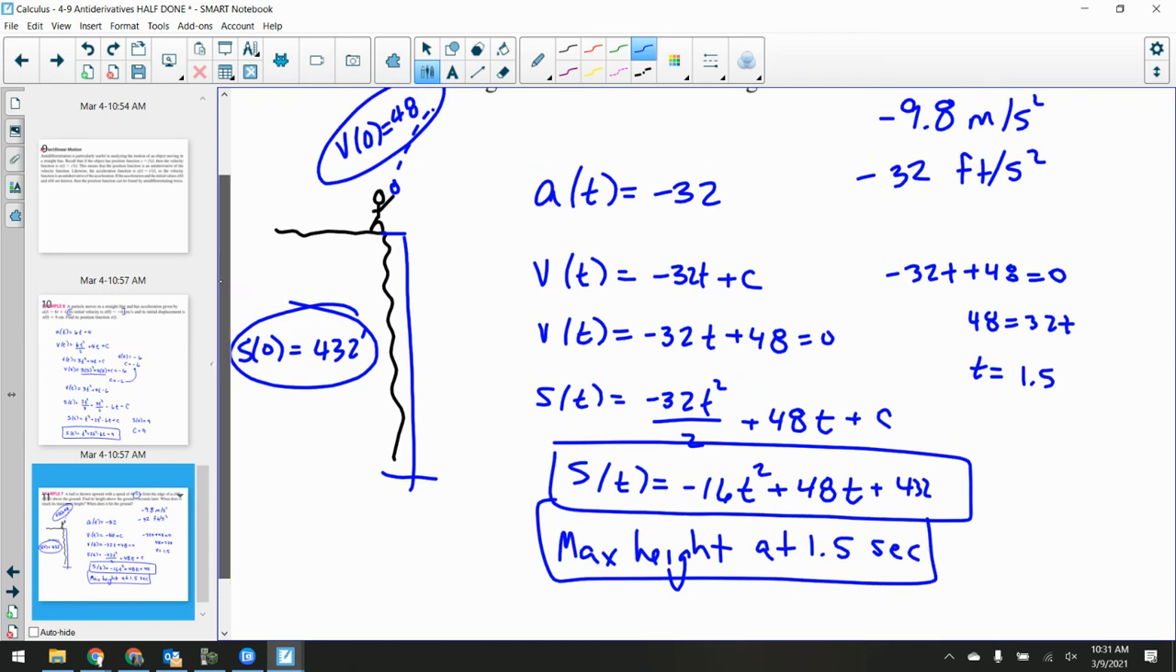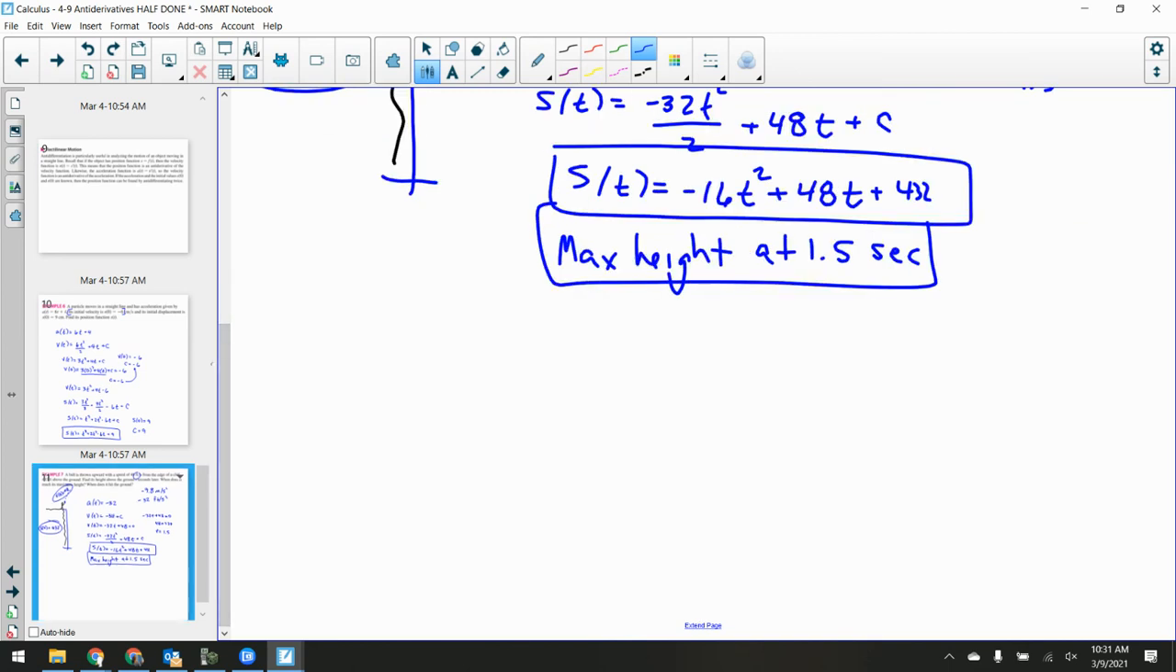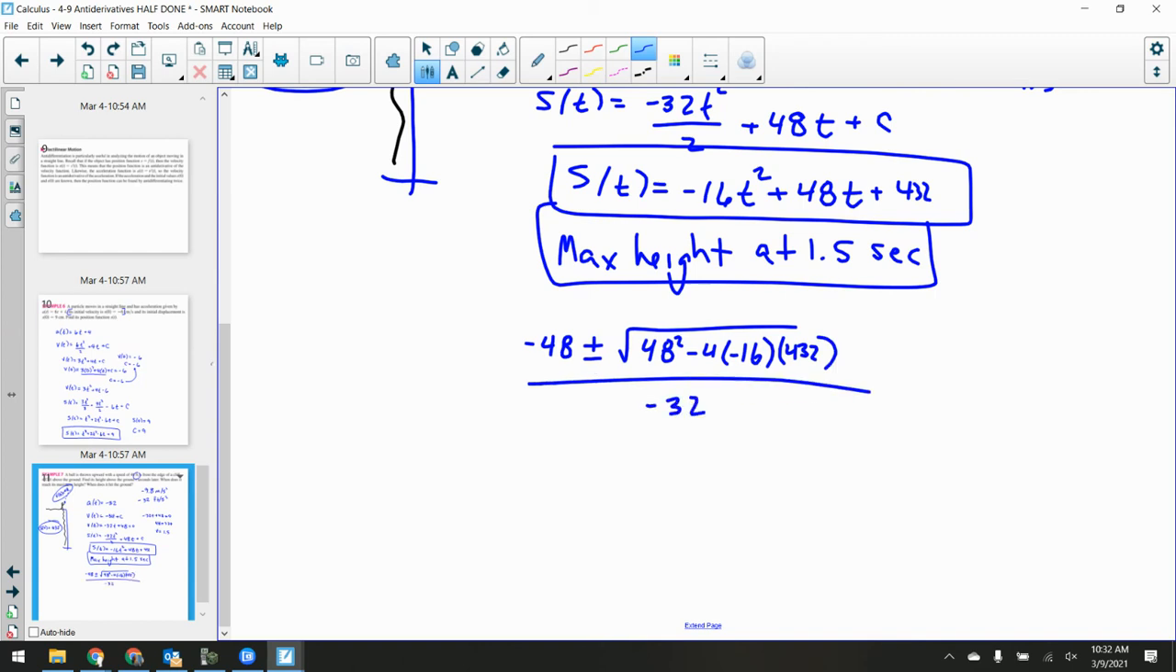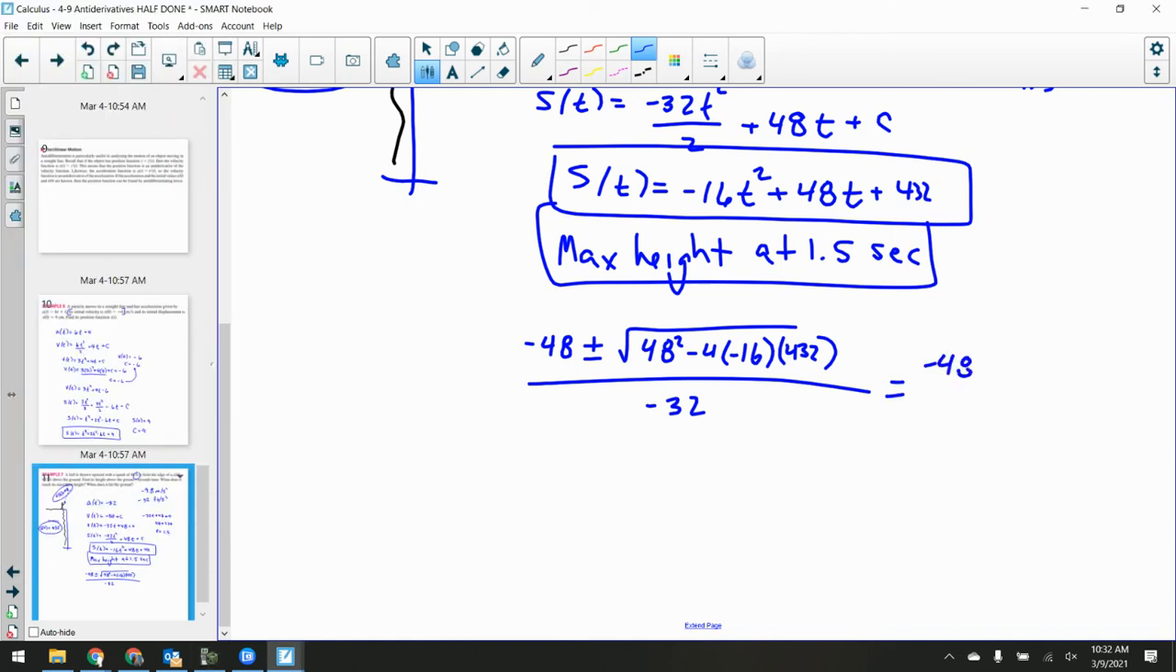And then it wants to know, when does the ball reach the ground? Well, for that, I need to find the zeros of my position. So let's just run the quadratic formula. The opposite of b plus or minus the square root of b squared minus 4ac, all divided by 2a. So we go inside our radical: 48 squared minus 4 times negative 16 times 432. And I square root that, 173.07, all divided by negative 32.